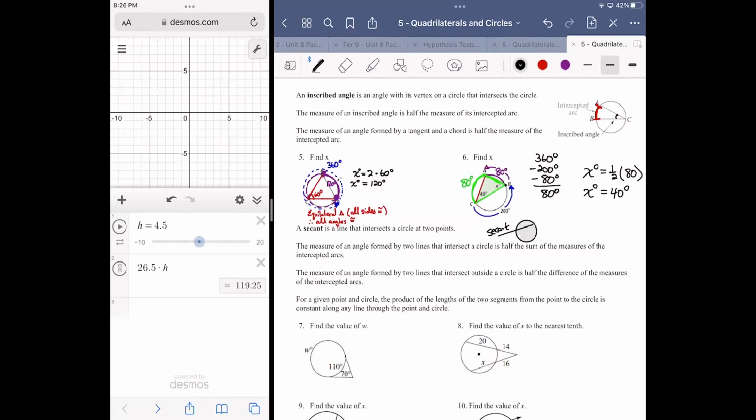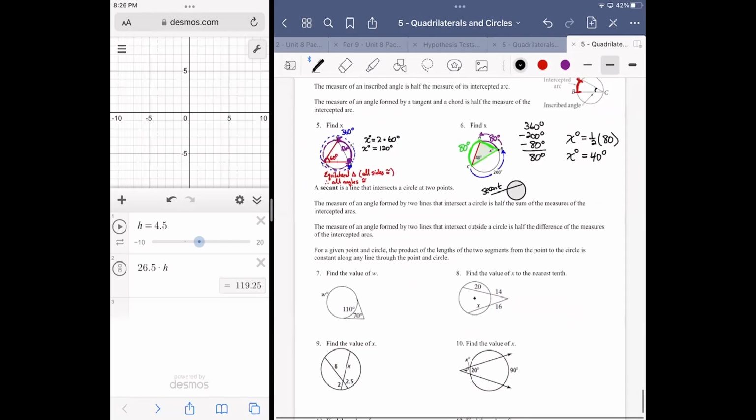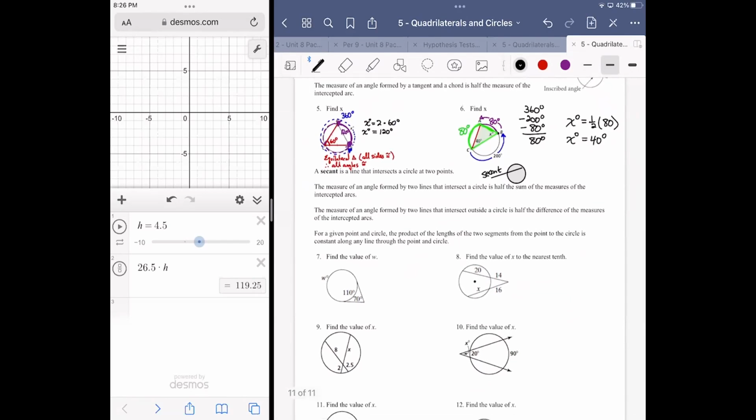So the secant, again, it's a line that intersects a circle at 2 points. It's wonderful. There's more to that, but we only need to know, okay, there could be a line that originates outside of a circle and intersects the circle in 2 distinct locations, right? And the chords are line segments that intersect the circle, but are contained strictly inside of a circle. In fact, part of a secant is a chord. Right? The measure of an angle formed by 2 lines that intersect a circle is half the sum of the measures of the intercepted arcs. And I'll show you that in a sec. The measure of an angle formed by 2 lines that intersect outside of the circle is half the difference of the measures of the intercepted arcs. And then the last one involves products, which we'll get to in a second.